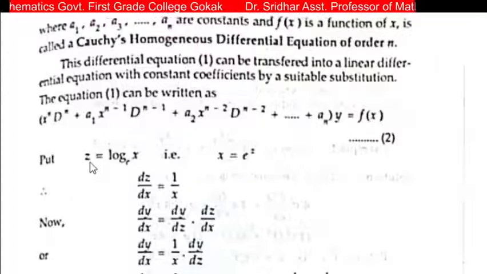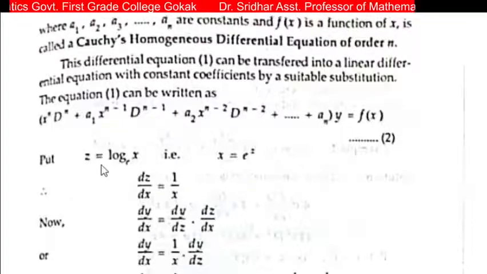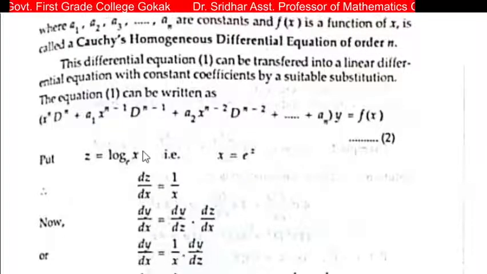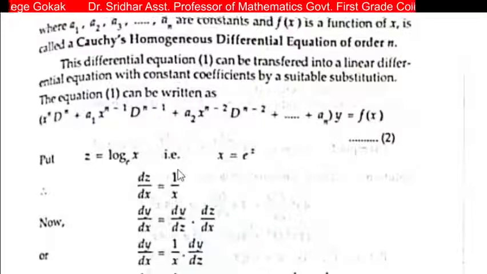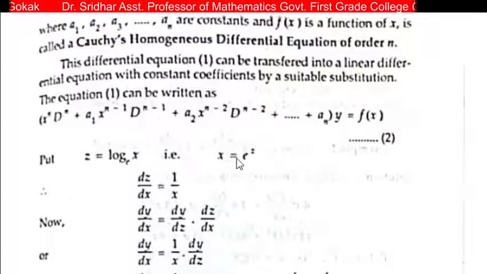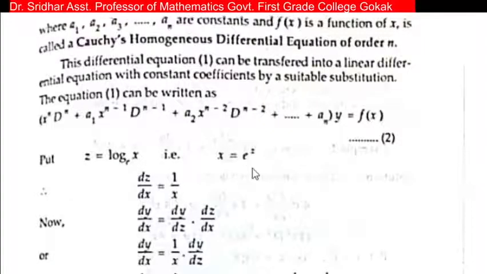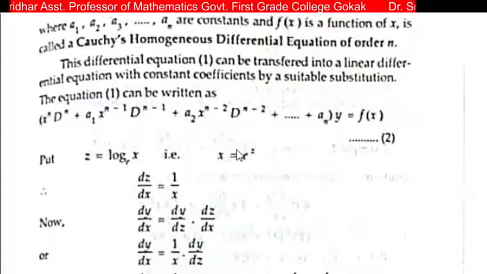Now in this case we make a substitution. What is that substitution? Put z is equal to log x to the base e. Then, by using the properties of indices, x can be written as e raised to z.